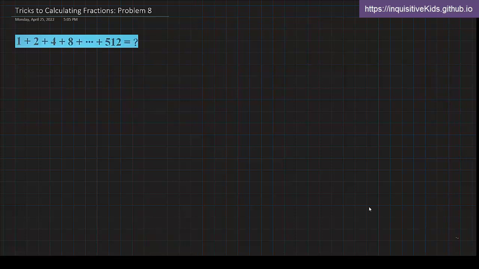So let's find the pattern here. 1 plus 2 plus 4 plus 8 all the way up to 512. Again, we don't have any fractions, but the solution is always the same. So what's the pattern here? 1, 2, 4, 8. It seems like it's all even numbers except for the first one.